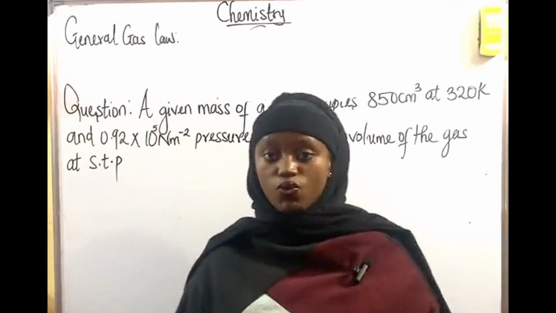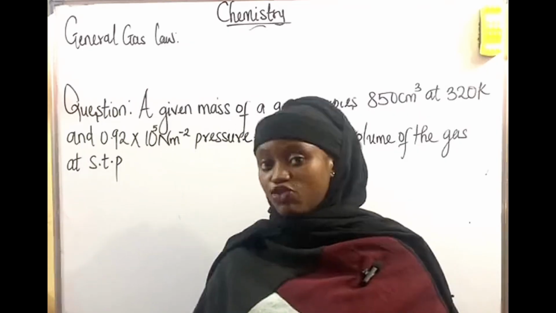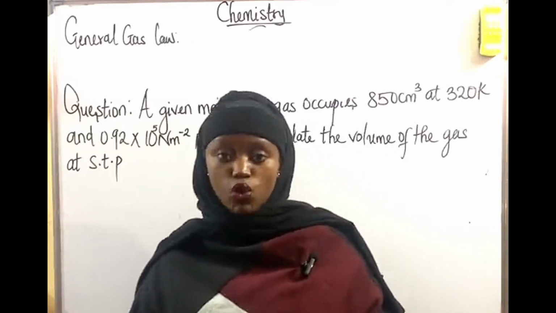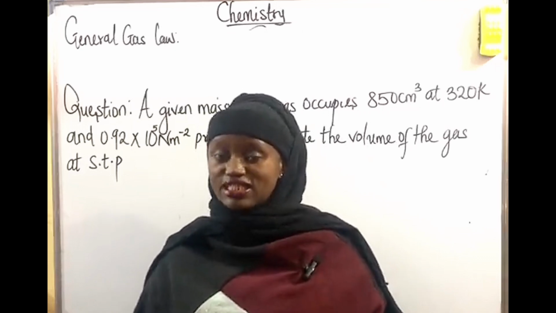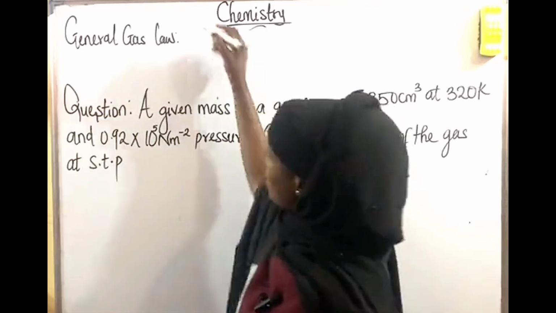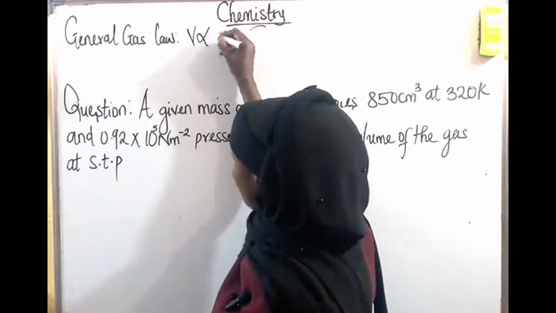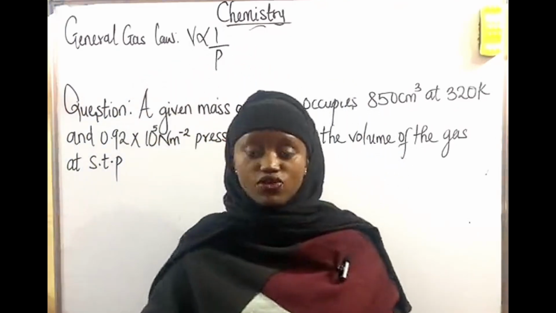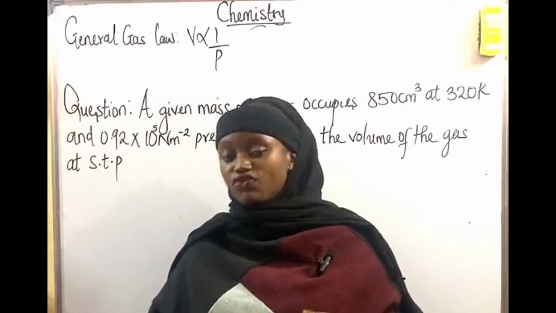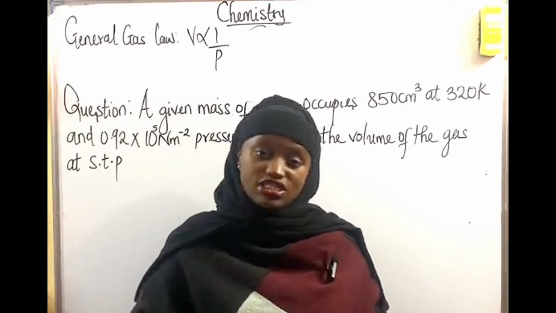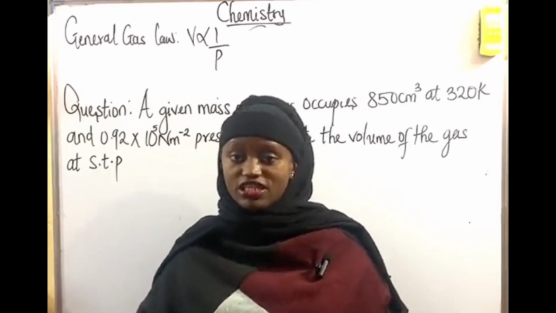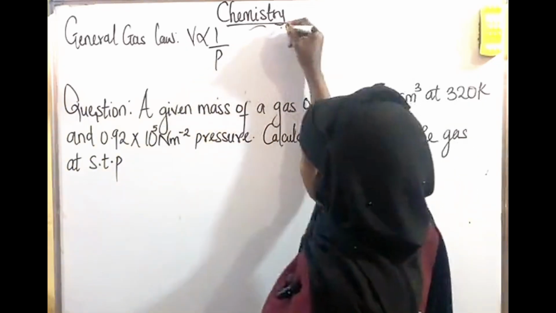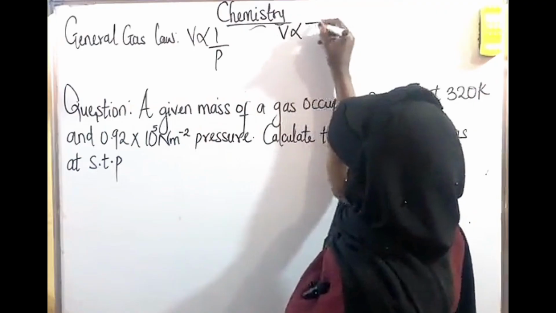For Boyle's law, we deduce the relation from the law which states that the volume of a given mass of a gas is inversely proportional to the pressure provided the temperature is kept constant, and the mathematical relation is V is inversely proportional to P. That's for Boyle's law. While Charles's law states that the volume of a given mass of a gas is directly proportional to the temperature provided that the pressure is kept constant. And the mathematical relation for that is V is directly proportional to T.